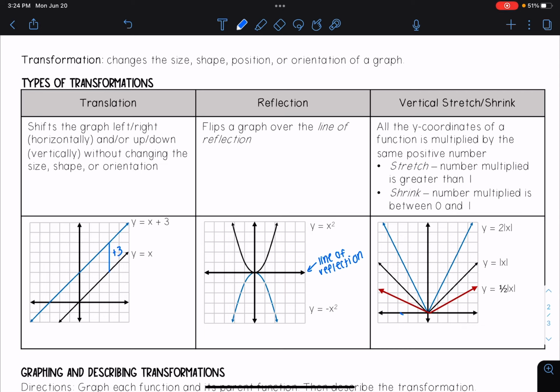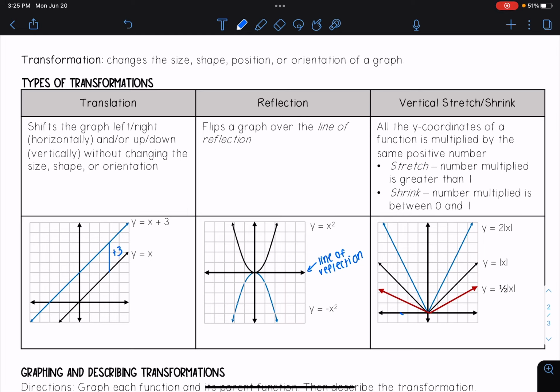And then we have something that's called a vertical stretch or shrink. These are two different things that can happen. This is when all the y coordinates of a function are multiplied by the same positive number. A stretch is when the number multiplied is greater than 1, and a shrink is when the number multiplied is between 0 and 1.